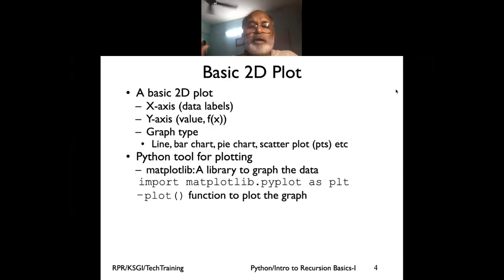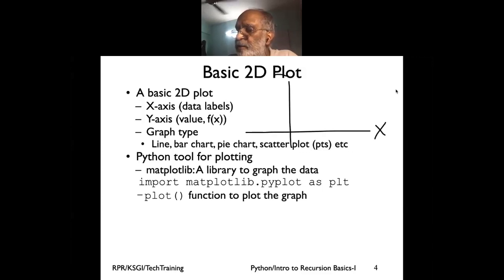So let's look at what we are looking at. We are looking at primarily a 2D plot. 2D meaning 2 dimensions. So let's say we have an x-axis and a y-axis, and we'll have some dots, dot here, dot here, dot here, a line or something of that kind.